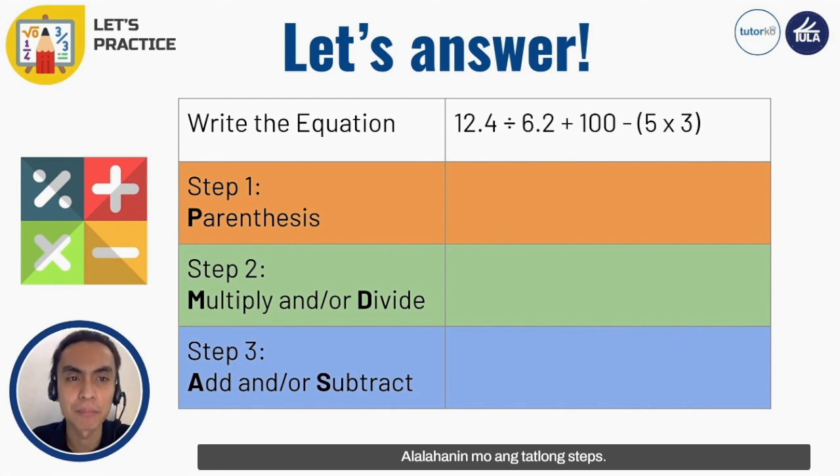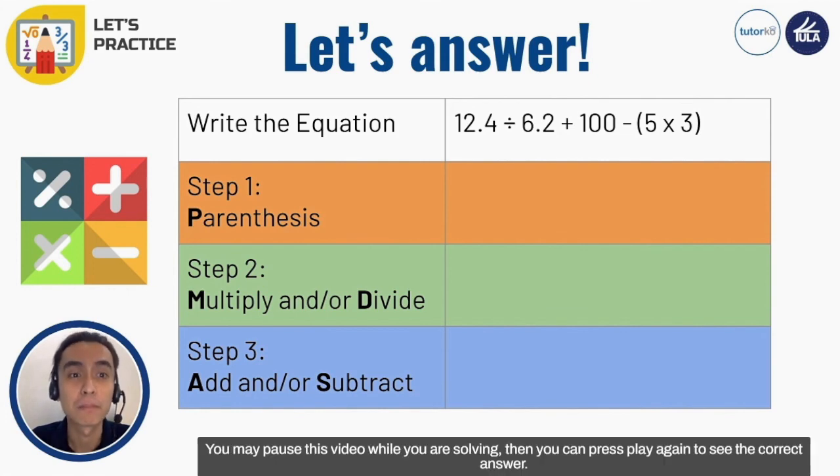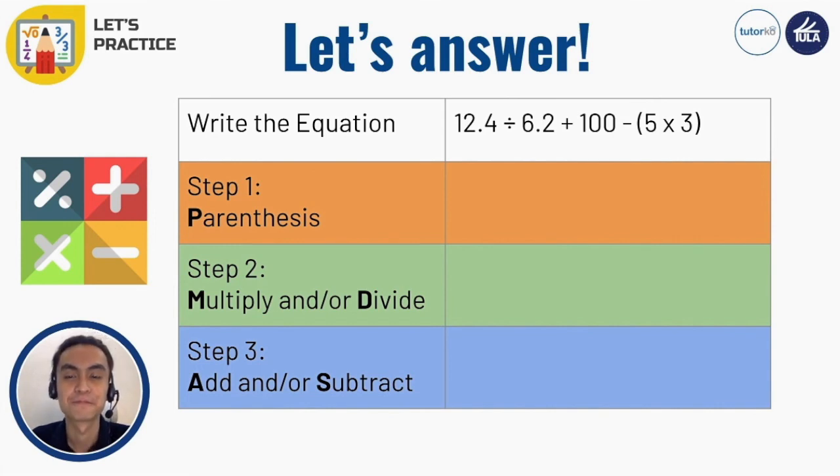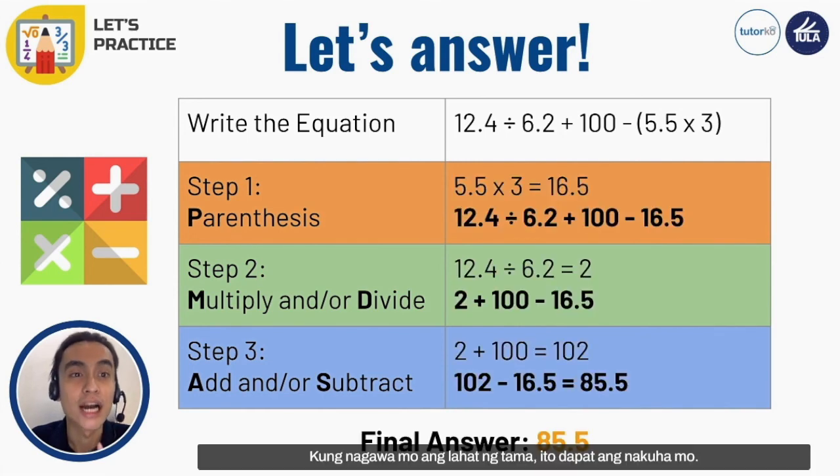Alalahanin mo ang tatlong steps. Unahin mo muna ang mga nasa loob ng parenthesis. Then, you can multiply or divide. Then lastly, add or subtract. Make sure that you're always going from left to right. You may pause this video while you are solving, then you can press play again to see the correct answer. Kung nagawa mo ang lahat ng tama, ito dapat ang nakuha mo. Ang final answer natin ay 85.5.